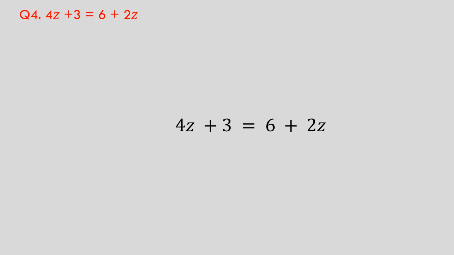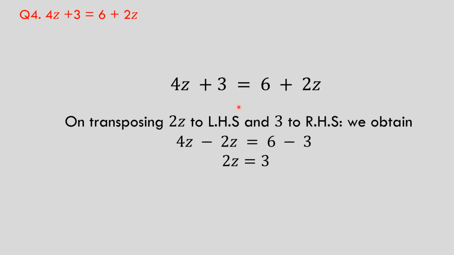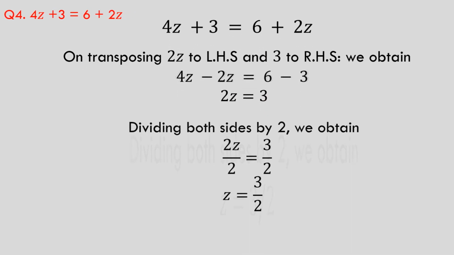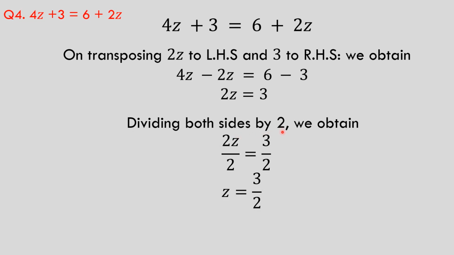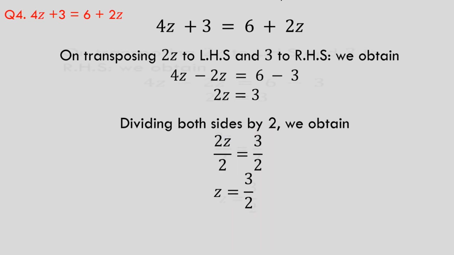Now comes to question number 4. 4z plus 3 equals 6 plus 2z. यहाँ 2z को हम लेफ्ट हैंड साइड में ले जाएंगे एंड 3 को राइट हैंड साइड ले जाएंगे. So we get 4z minus 2z equals 6 minus 3. Here 4z minus 2z becomes 2z and 6 minus 3 becomes 3. On dividing both sides by 2, we get z equals 3 by 2.